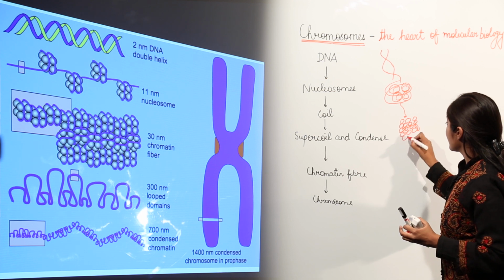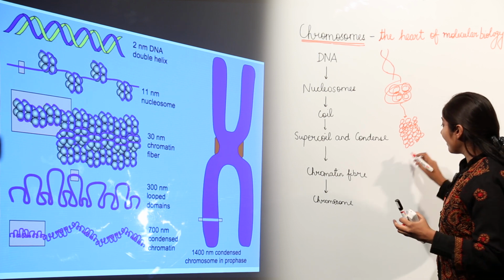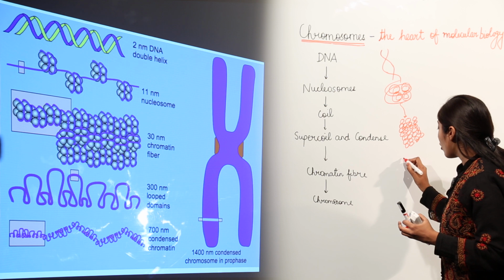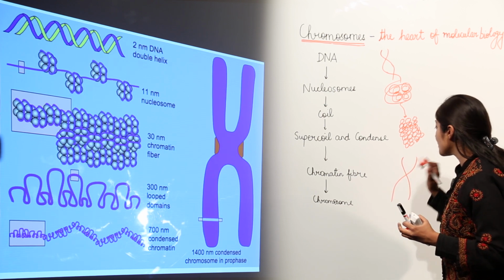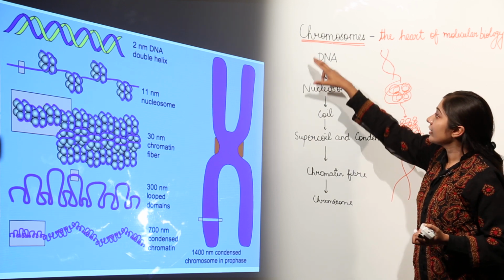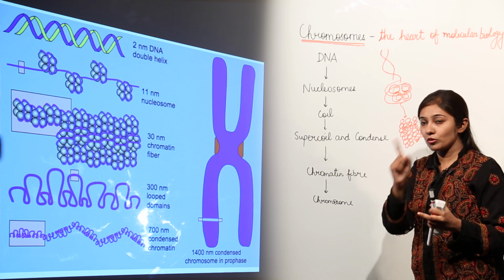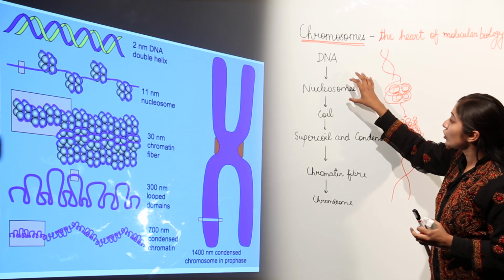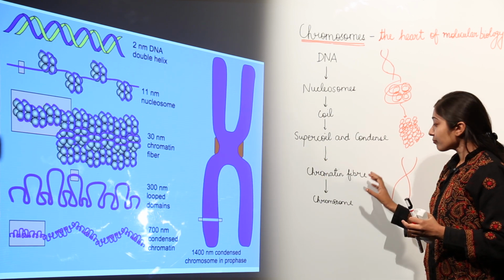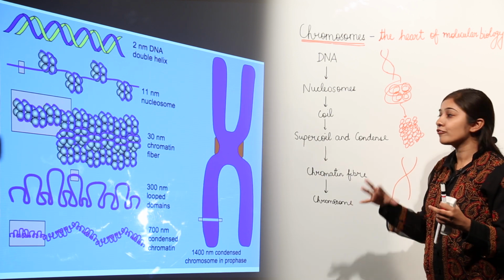contains histone proteins as well as DNA molecules, and then they form chromatin fibers, and then these chromatin fibers form the structures which we today call chromosomes. So remember, we have DNA. DNA converts into nucleosome when it is associated with which proteins? Histone proteins. And when those nucleosomes coil, supercoil and condense, they form chromatin fibers. And then these chromatin fibers finally result in the formation of the chromosome.